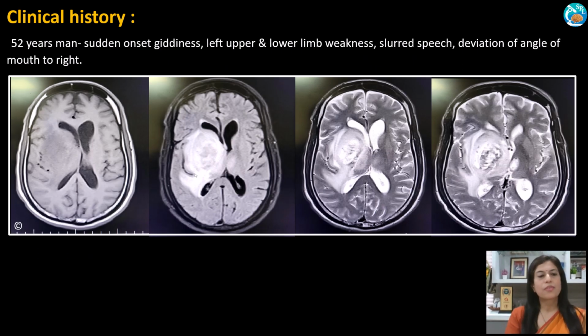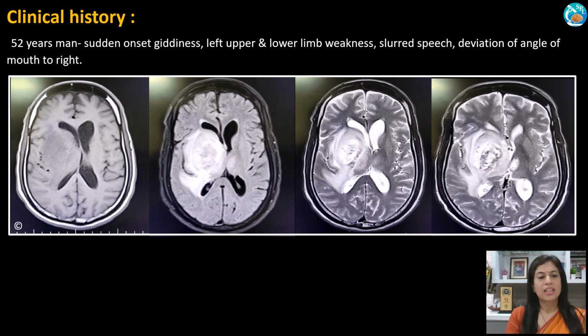So this is a 52-year-old man who presented with sudden onset of giddiness, left upper and lower limb weakness, slurred speech, deviation of angle of mouth to the left. There was no vomiting, seizures, or any other comorbidities.